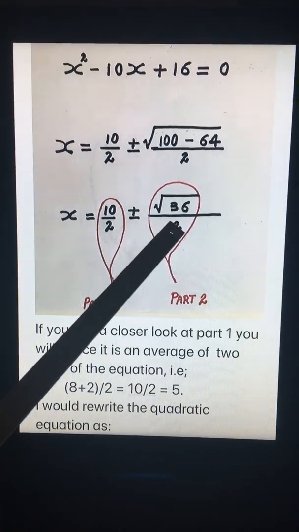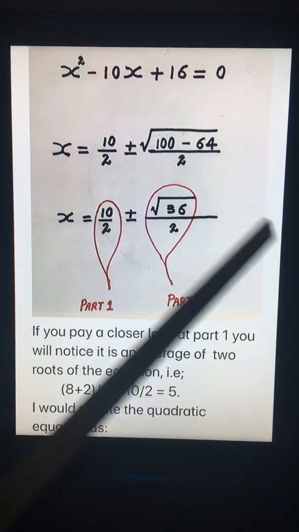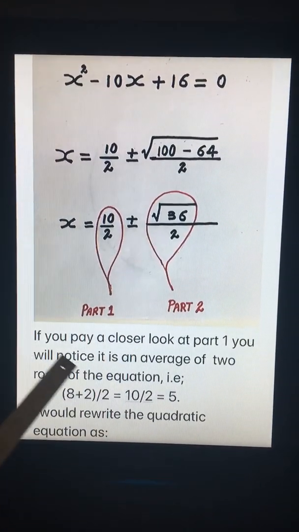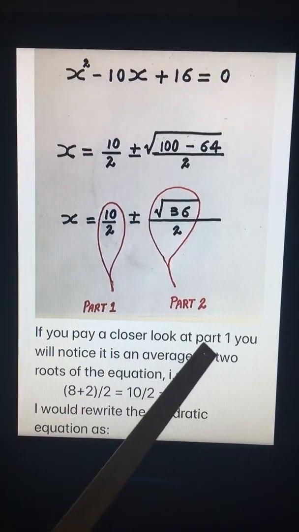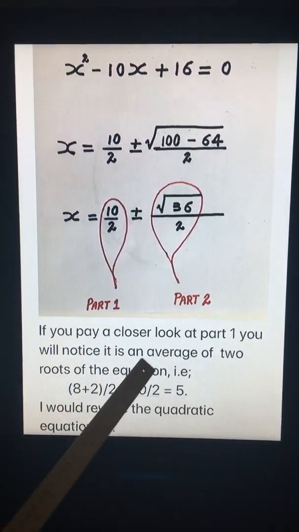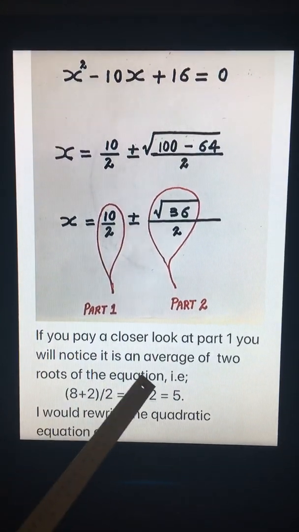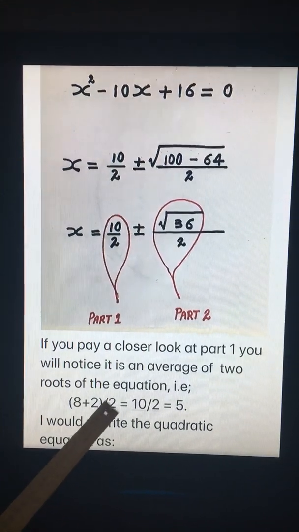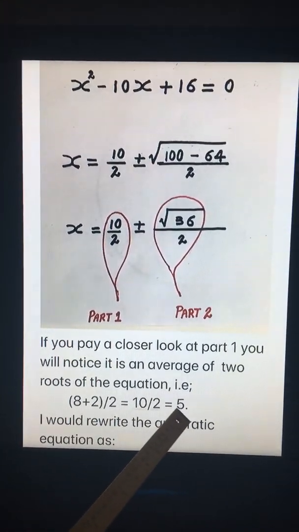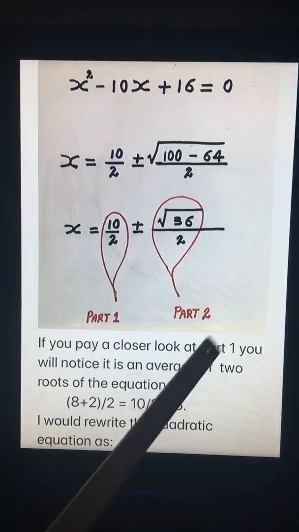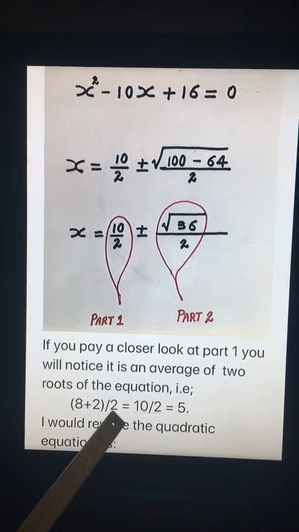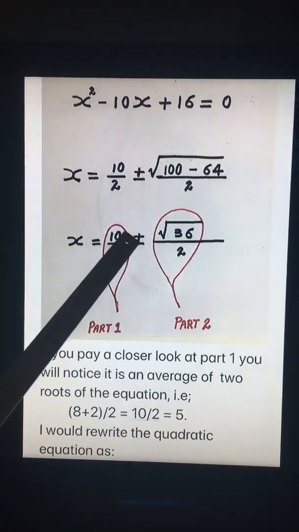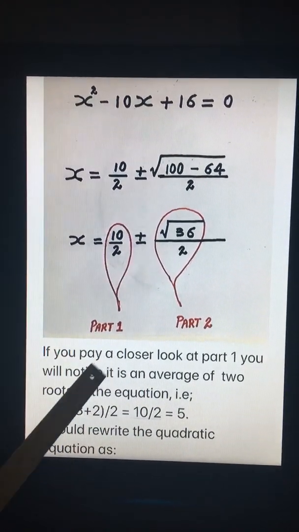I discussed part 2 in the previous video, and now I am paying attention to part 1. If you take a closer look at part 1, you will notice it is an average of two roots of the equation. That is, 8 plus 2 divided by 2 is equal to 5. So it is the addition of the two roots, 8 plus 2, and then you divide by 2, you will get 5. So this part is the average of the two roots.